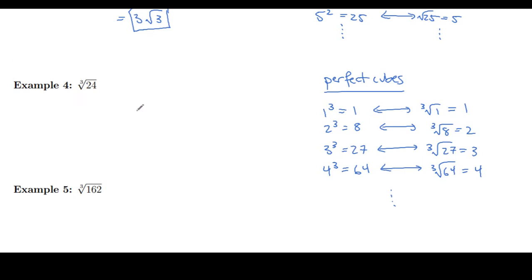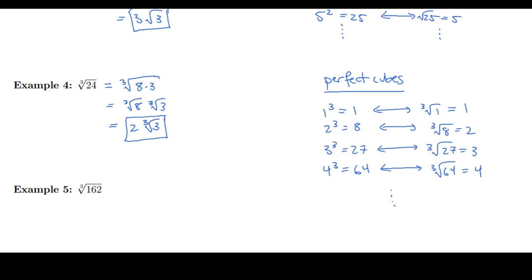So if we want to take the cube root of 24, can we factor 24 as one of these perfect cubes? Well, yes. We can rewrite this as the cube root of 8 times 3, and this can be written as the cube root of 8 times the cube root of 3. The cube root of 8 is 2, and the cube root of 3 we'll just leave alone. And so that would be the simplification for this one.